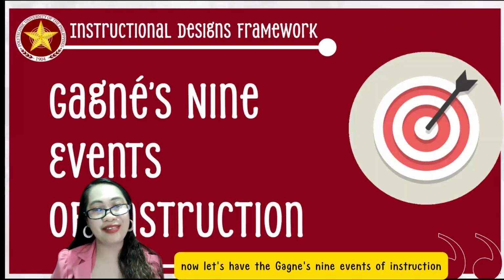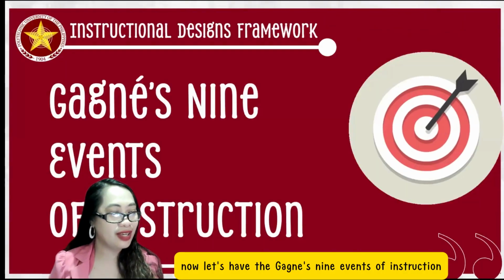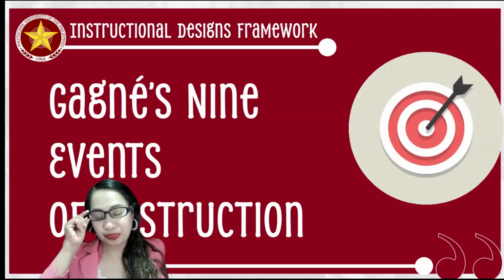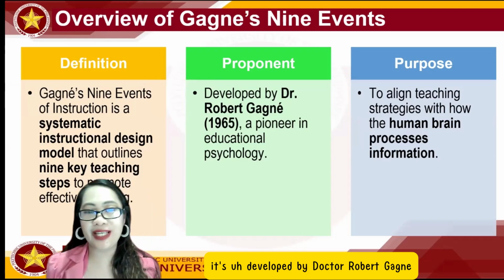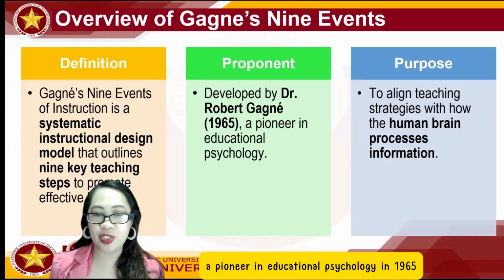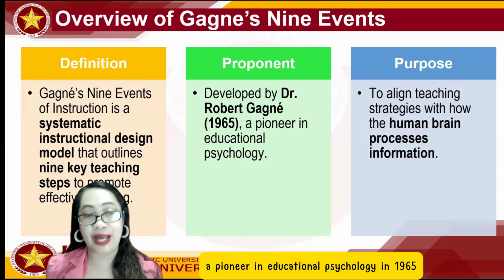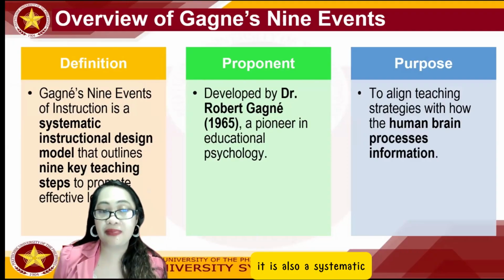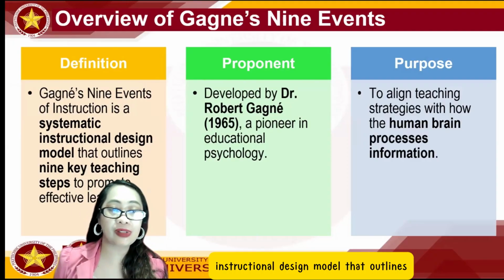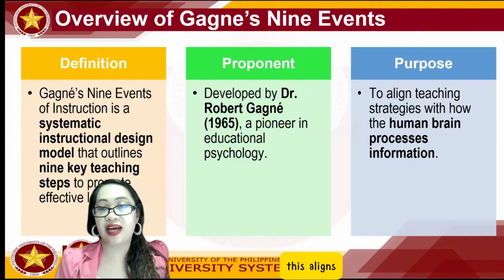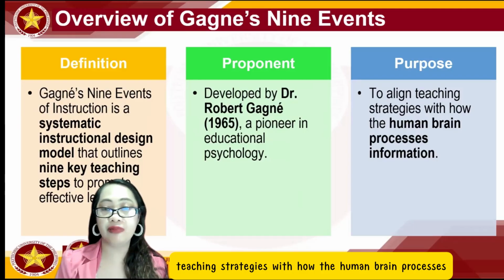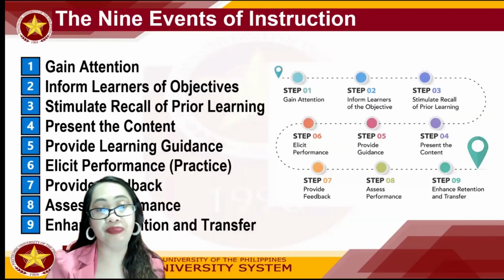Now, let's have the Gagne's 9 events of instruction. Are you excited? It's developed by Dr. Robert Gagne, a pioneer in educational psychology, in 1965. It is also a systematic instructional design model that outlines 9 key teaching steps to promote effective learning. This aligns teaching strategies with how the human brain processes information.